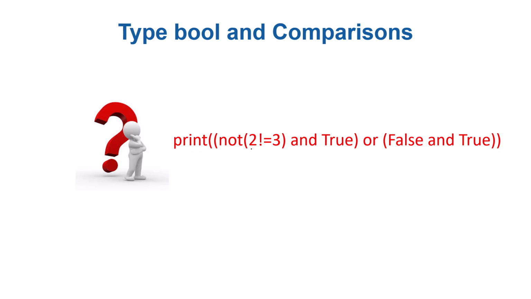First of all, let's see this 2 is not equal to 3. The result is 2 is not equal to 3. Yes, it is true. 2 is not equal to 3. That's true. So not true. Not true is false. So this is false. So this whole thing is false.